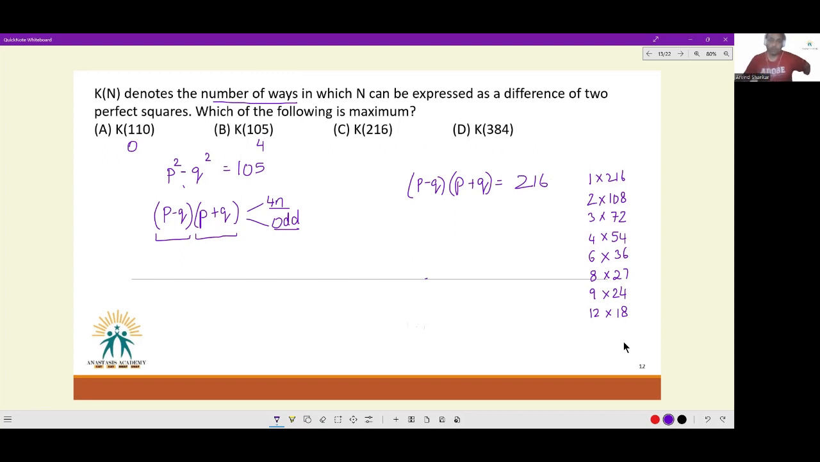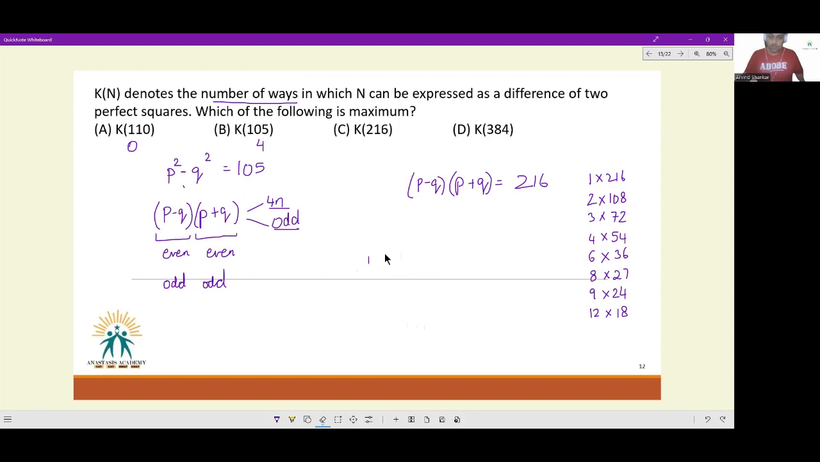Now, the challenge is, remember, if this is even, this had to be even. And if this is odd, this had to be odd. See, otherwise, what would happen? Let's say we pick up the first case itself. If p minus q is 1 and p plus q is 216, this will give us 2p is equal to 217. This can't be right because p will now turn out to be 108.5. Perfect squares are squares of natural numbers or squares of integers. So we can't really have that integer being 108.5. So this is an unacceptable case.